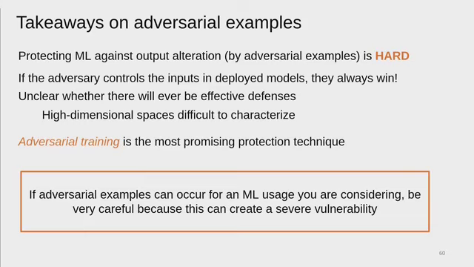Adversarial training, as we discussed, creating a lot of similar images, is the most promising protection technique, as we are trying to expand the set of good examples to then kind of protect against malicious modifications. But it also has its limits, because an adversary can also try to understand how far we pushed our adversarial learning and where the gaps in the model actually are. If adversarial examples can occur for an ML usage that you're considering, be careful, as this can create very severe vulnerabilities. So be careful what you're deploying.